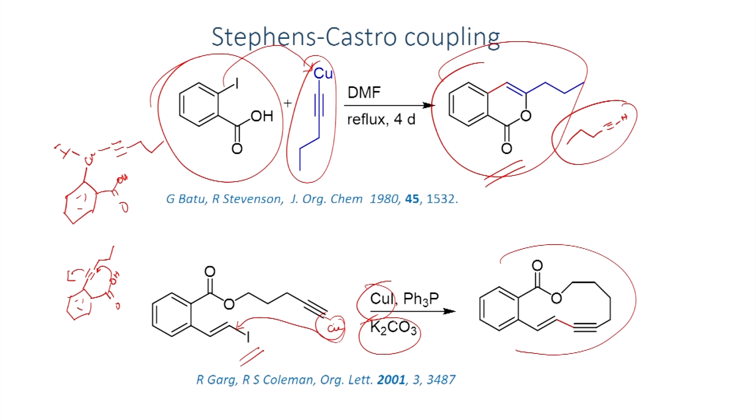Once you form this copper 3 intermediate, it can give the product by reductive elimination. In this way you will be able to form this macrocyclic lactone as the product.